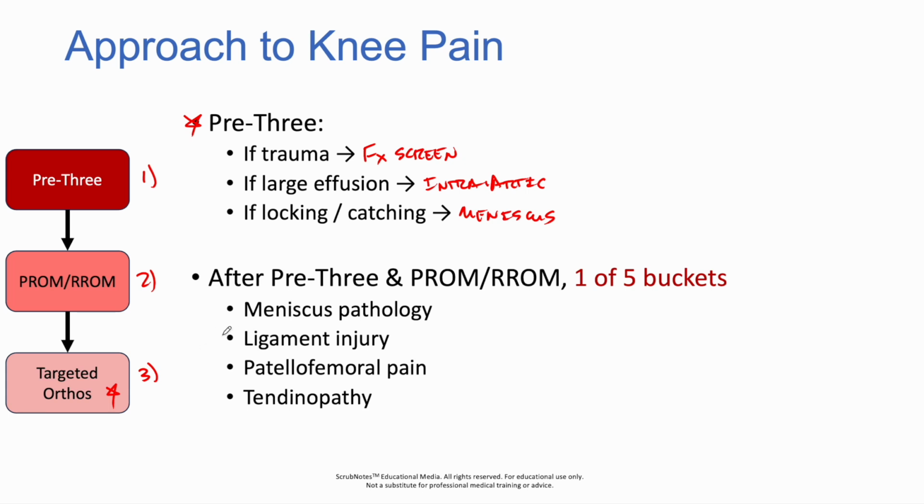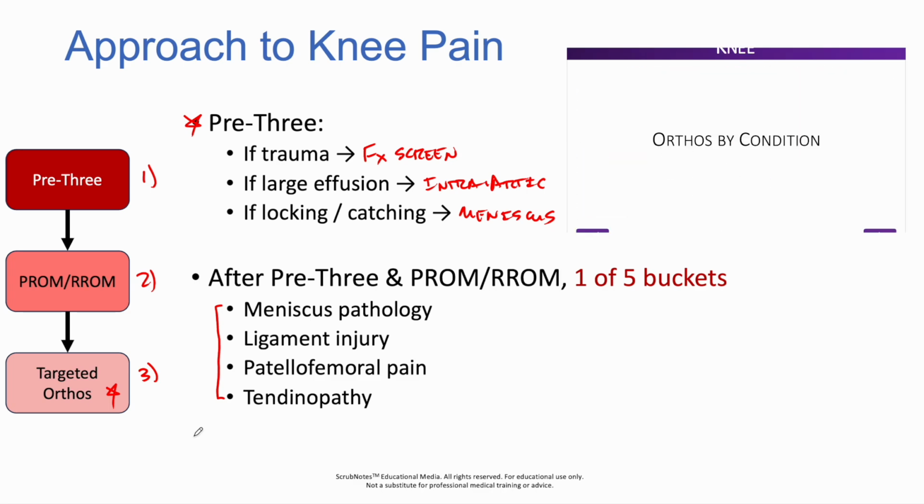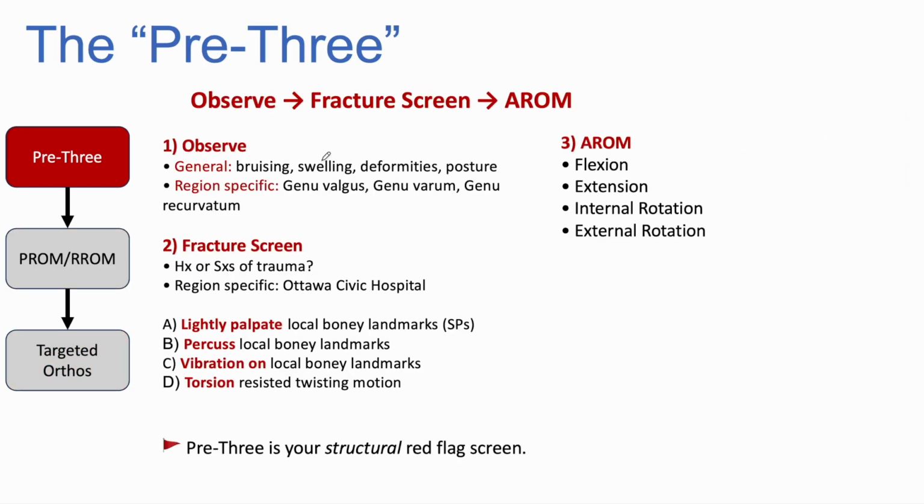This stepwise approach prevents us from running random tests and helps the diagnosis emerge much more efficiently. If you want a quick reference for this exam flow, I've organized the pre-3 framework and orthopedic clusters in the ScrubNotes Orthodex. The pre-3 is our structural safety screen. It answers 3 key questions.